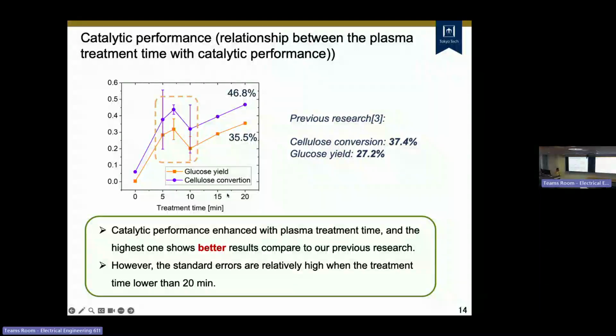And around 20 minutes, we get a 35.5% glucose yield, which is higher than our previous research. So we can say that the DBD plasma reactor has a promising result on carbon sulfonation.